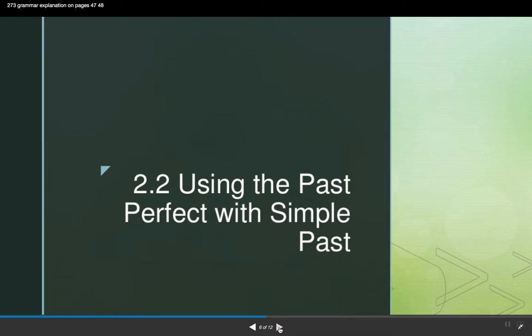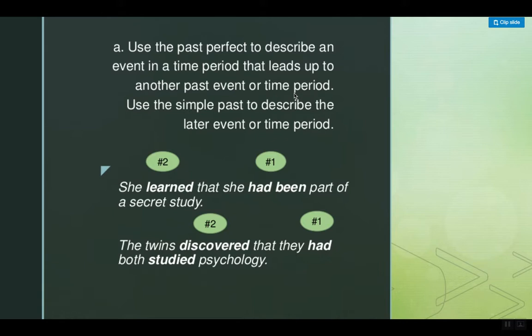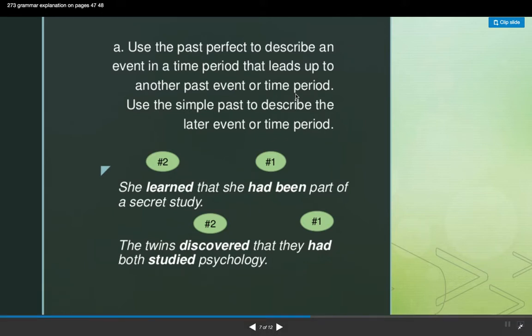Okay, using the past perfect with simple past. Use the past perfect to describe an event in a time period that leads up to another past event or time period. Use the simple past to describe the later event or time period. So she learned that she had been part of a secret study. Here is the first thing that happened, and here is the second thing that happened. The twins discovered that they had both studied psychology. This is the first thing that happened. This is the second thing that happened.